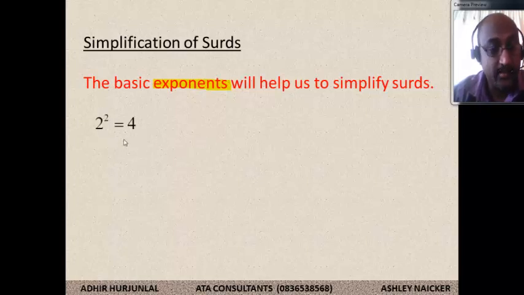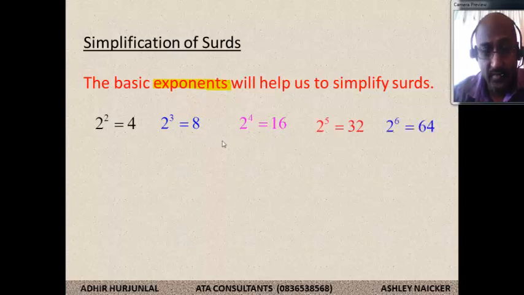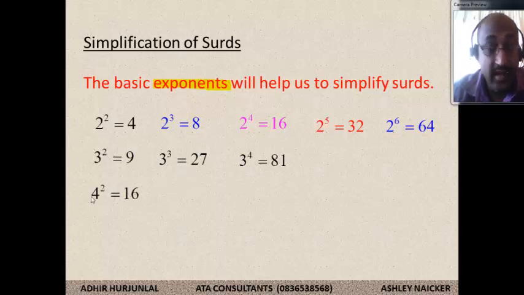For example, 2 squared. 2 squared is equal to 4. Or automatically I can say the square root of 4 is equal to 2. If I go further, these I will not be interested in, but you will come across them as you deal with your mathematics. 2 to the exponent 4, and so on. But I am simply concentrating on 2 squared. 2 squared is equal to 4. If I go further, 3 squared. 3 squared is equal to 9. Likewise, the square root of 9 is equal to 3.